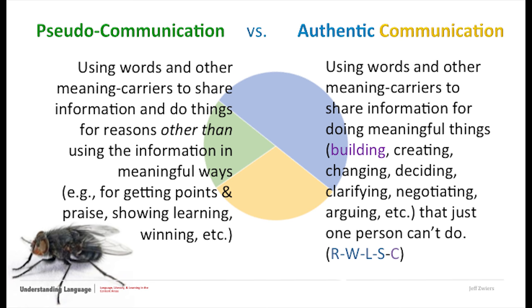Getting points, getting praise, showing, learning, winning. Right? And so a lot of times teachers ask questions they know the answers to because we're testing students. And I'm not saying this is a bad thing, or we're trying to get some discussion going. That's okay.